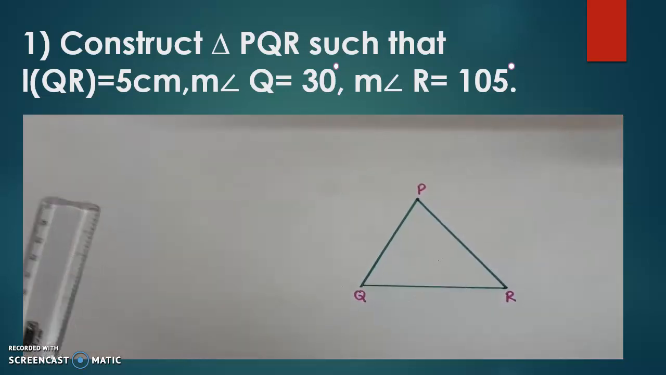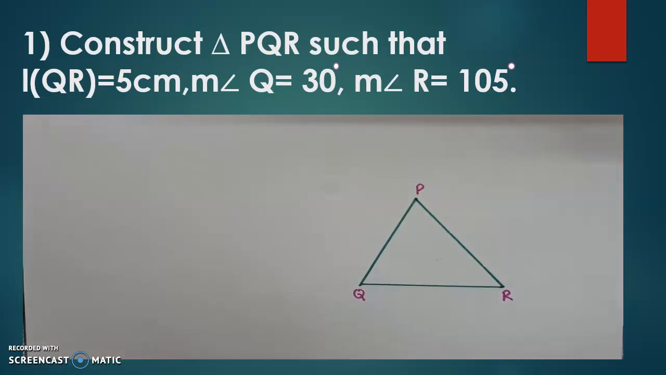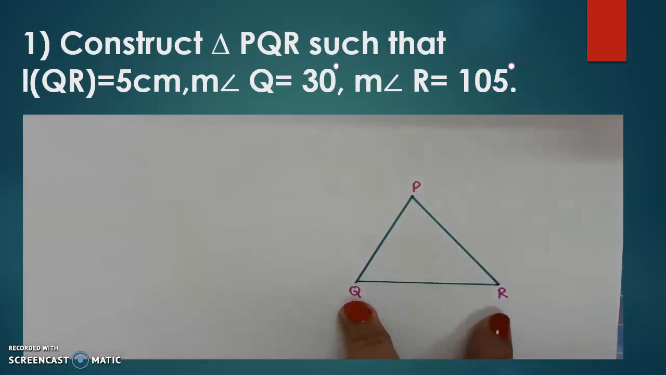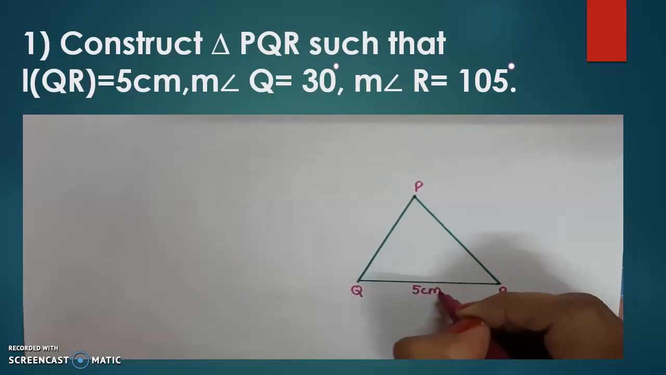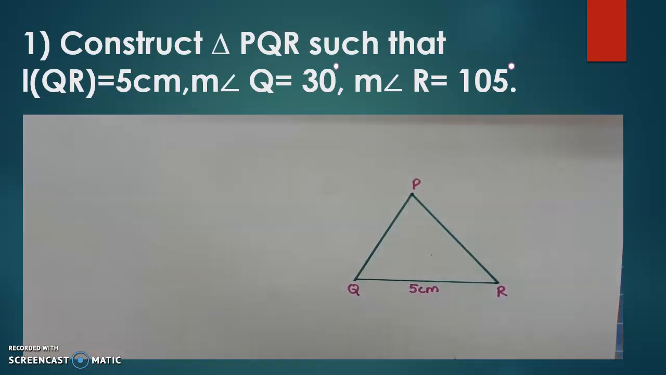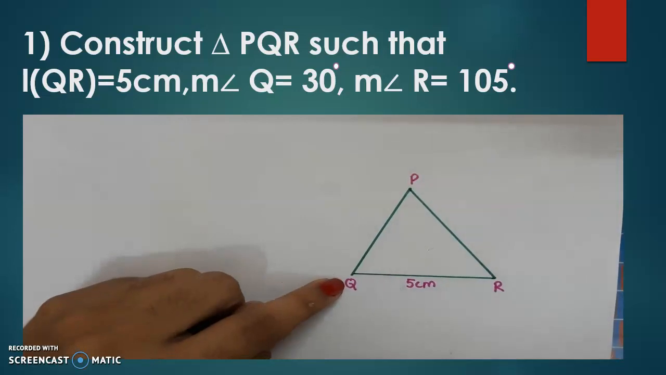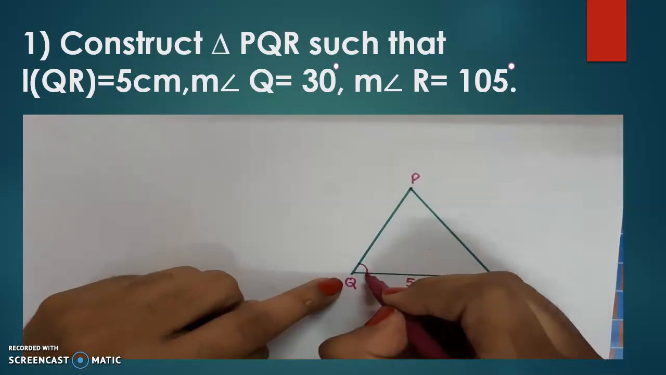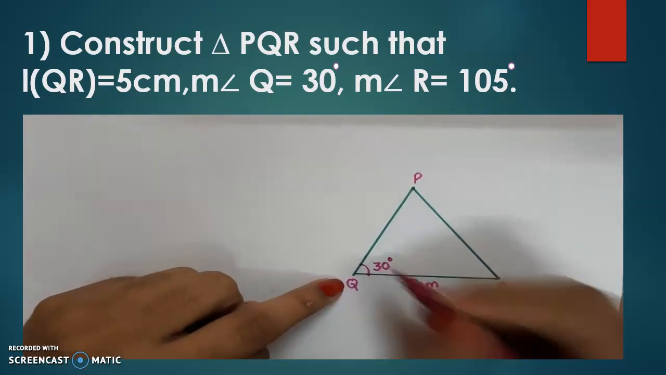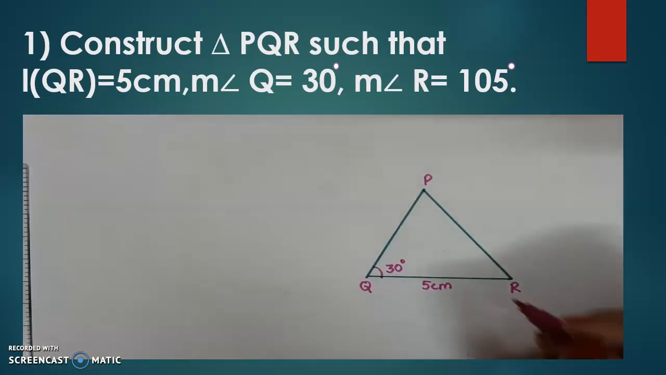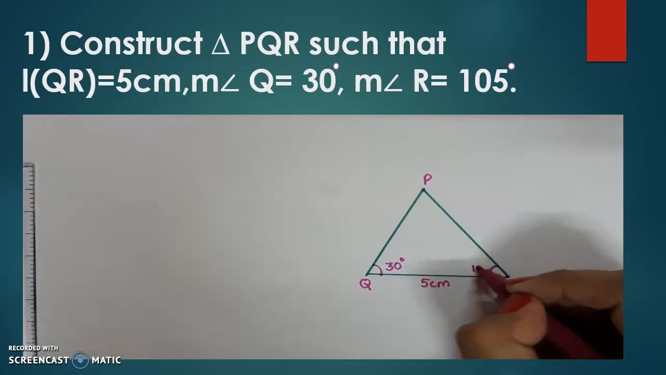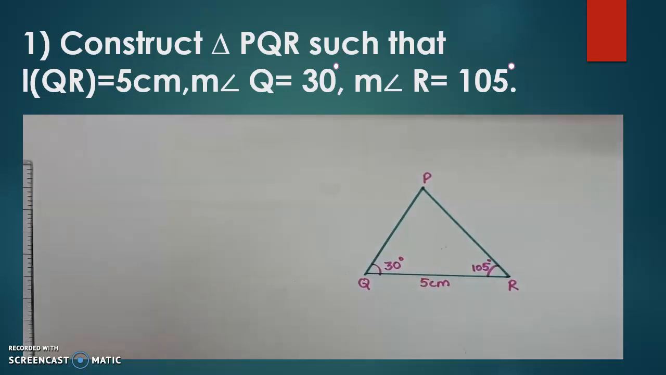After writing the name, we will see what measurements are given. QR is given 5 centimeter. So this is our QR, and here we will write 5 centimeter. Then measure angle Q is equal to 30 degree. This is our angle Q, so here we will write 30 degree. Then angle R is given 105. This is angle R, so we will write 105 degree.